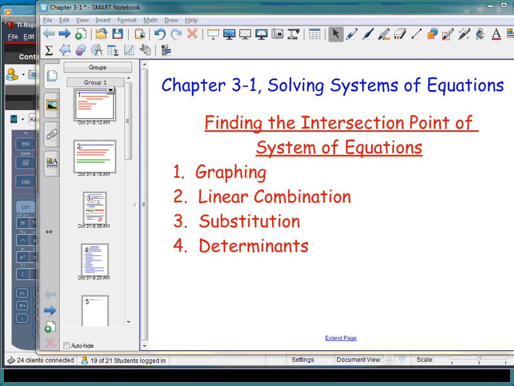Okay? There are four methods of finding the point of intersection. It is graphically, it is linear combination, it is substitution, or it is determinants. We're going to learn all four methods. Those four methods are quick and easy. However, they can be involved. So the next week and a half, please don't miss.